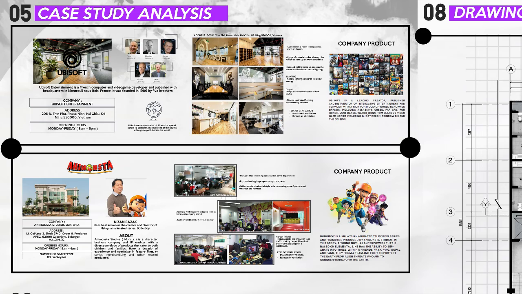Next is Animonstar, an animation company. Animonstar Studio, also called Monster, is a character business company and IP enabler with a diverse portfolio of products that cater to both children and families. They have a decade of experience and specialize in feature films, TV series, merchandise, and other related products. Their products are well known throughout Malaysia, especially the series called Bobo Boy.